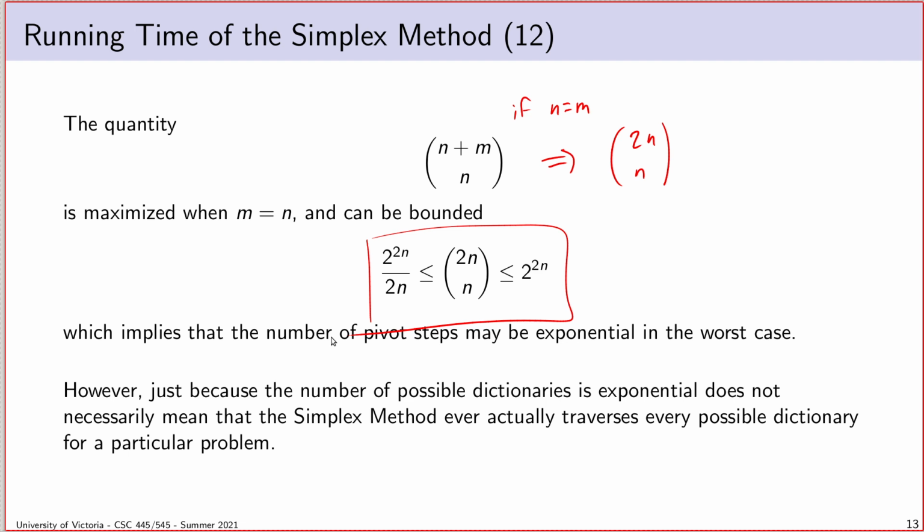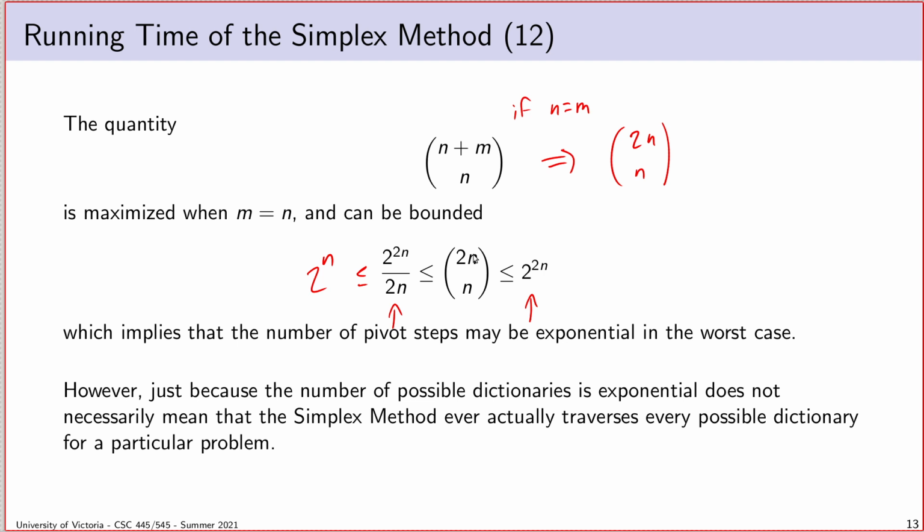But we can prove that 2n choose n is stuck between this number and this one. And in my mind, given how big 2 to the 2n is, dividing it by 2n doesn't really bring it down too much. So in my mind, that really says this quantity is very close to 2 to the 2n. It's certainly exponential, and I think you'd agree with me that this is a reasonable conclusion to draw. Certainly, the number of dictionaries is exponential in n, which is bad news.